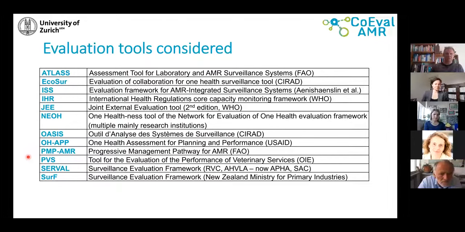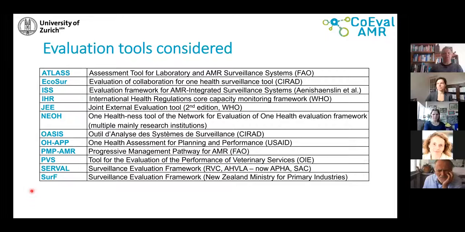Then we have the tool for the evaluation of performance of veterinary services by the World Animal Health Organization. Then we have a tool that was produced by the Royal Veterinary College together with some governmental organizations in the UK for surveillance evaluation as a framework. And then finally, we have the New Zealand Ministry for Primary Industries, who have developed a surveillance evaluation framework called SERP. So those are the frameworks that we did investigate.